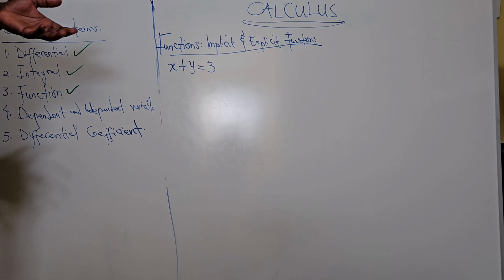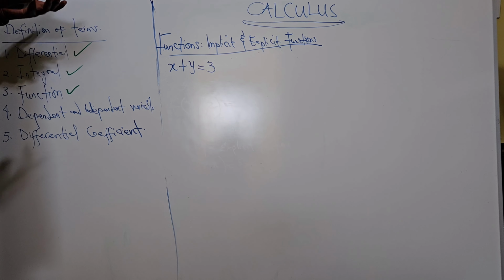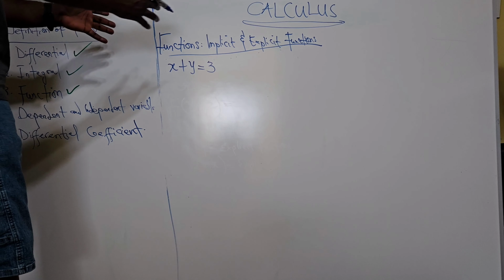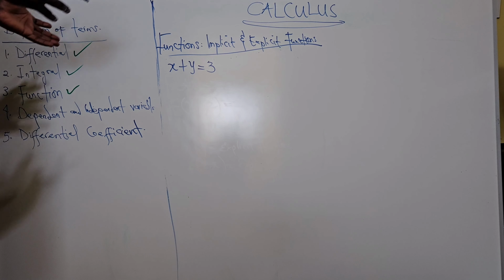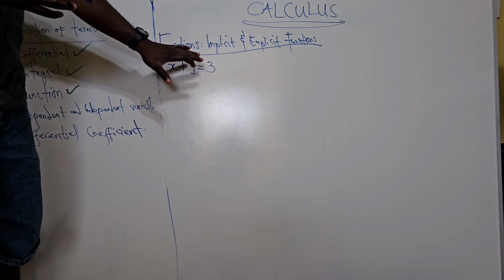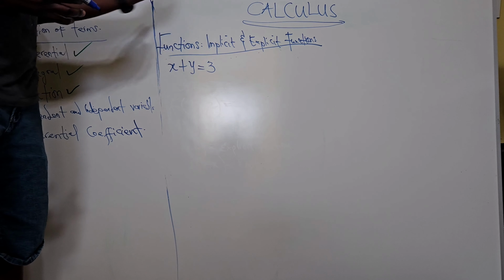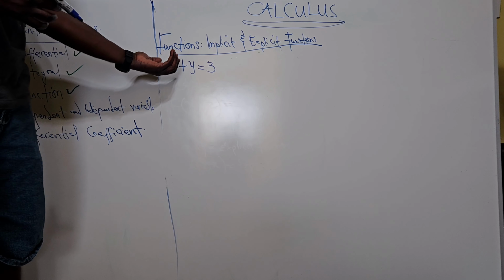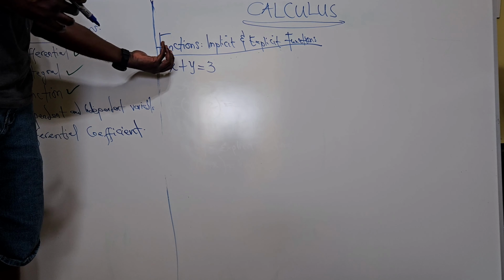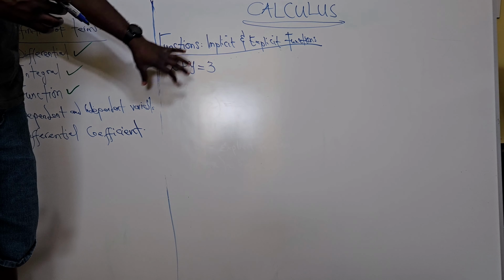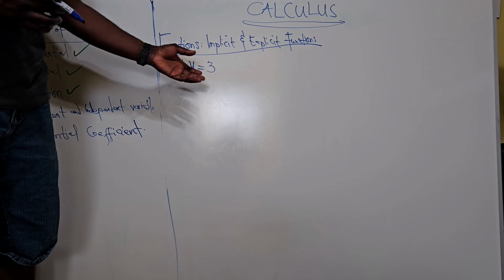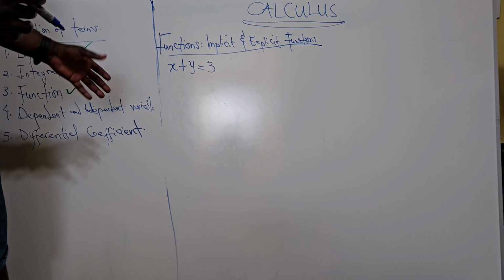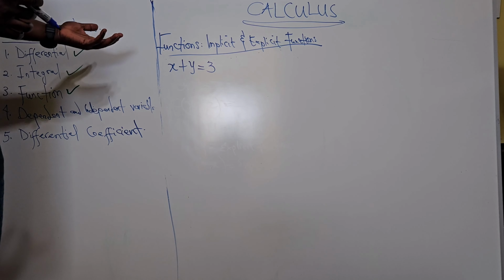But what do we mean by implicit function? An implicit function is when the variables are contained on one side of the equation, and then you have the other side. When I say side, I'm talking about the side of the equal sign. You have x plus y on this side, contained on the same side, and then you have 3 on the other side by itself. That is an implicit function.